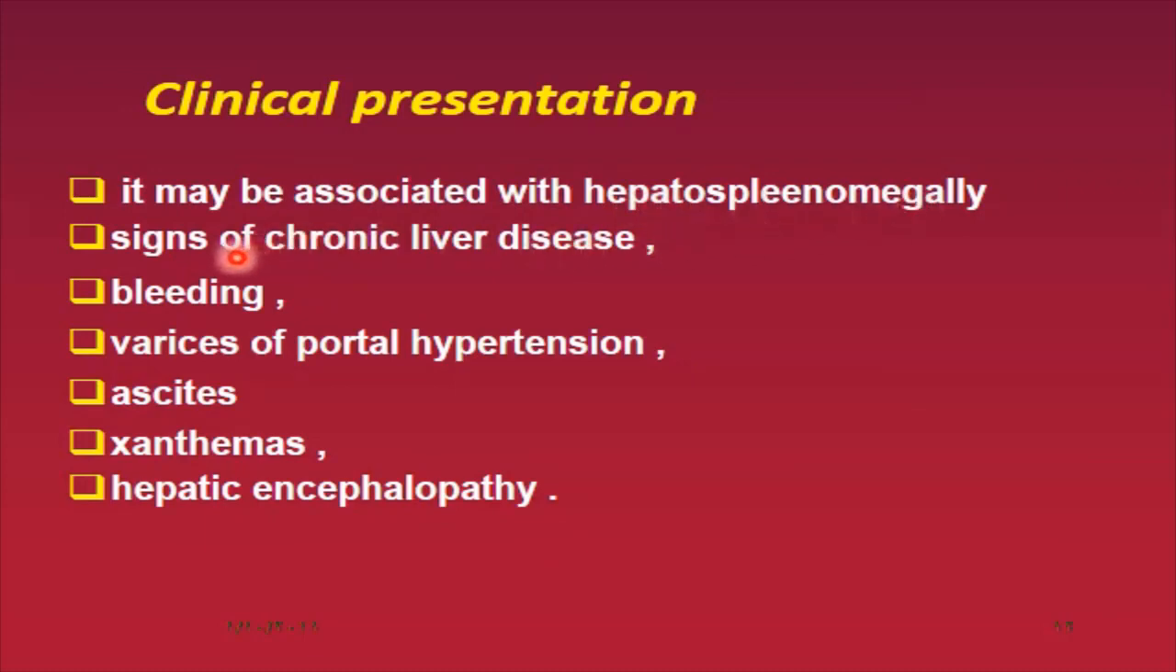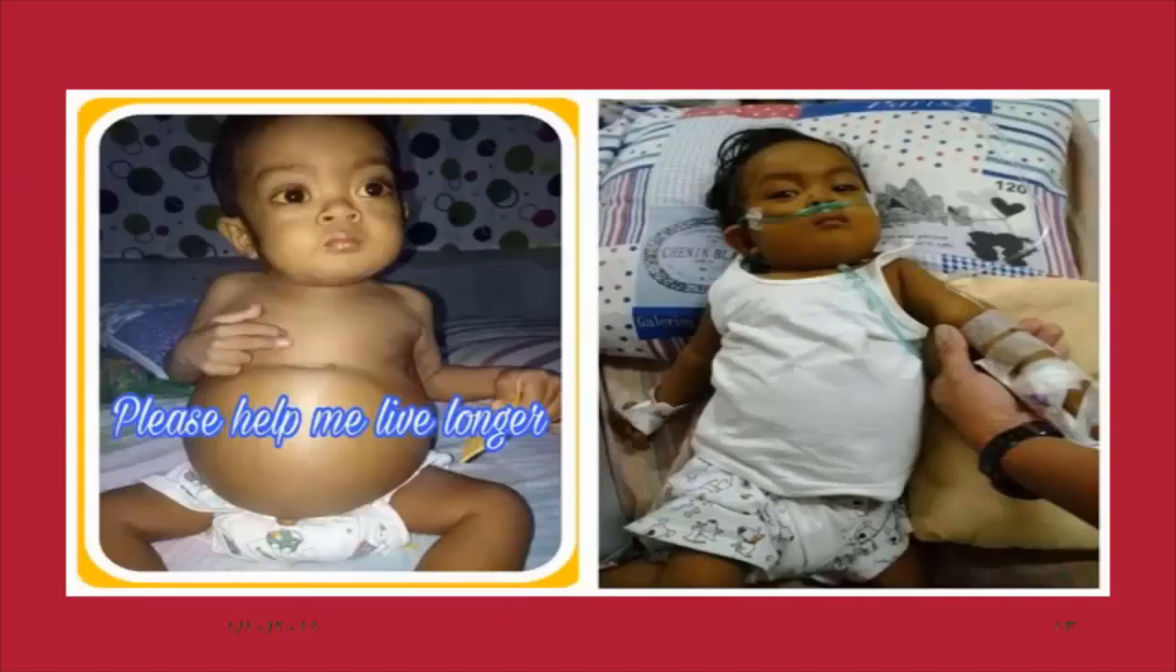Also, it may be associated with signs and symptoms of chronic liver disease that may include dilated veins, ascites, peripheral edema, in addition to jaundice, clubbing, and so on. Bleeding, varices of portal hypertension, ascites, xanthoma, and finally it may be associated with hepatic encephalopathy. This is a picture of an infant with cholestatic jaundice. You can see here the jaundice. You can see here the distended abdomen with dilated veins and peripheral swelling, and so on.